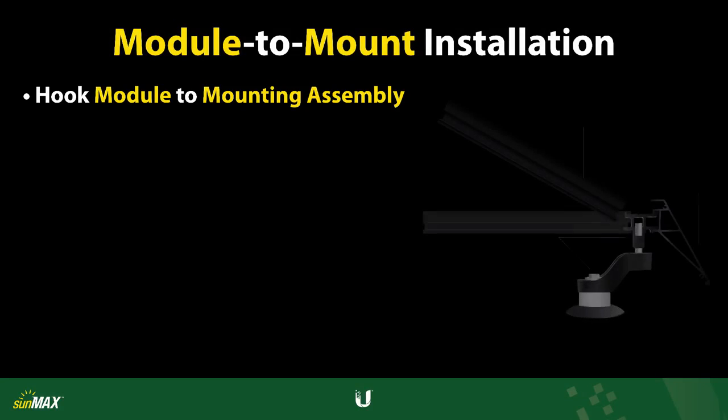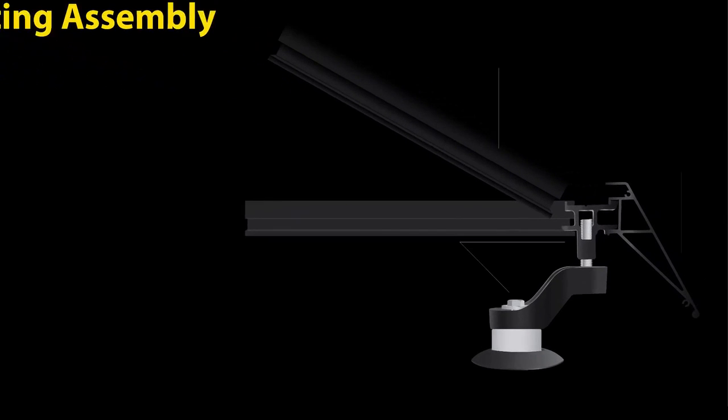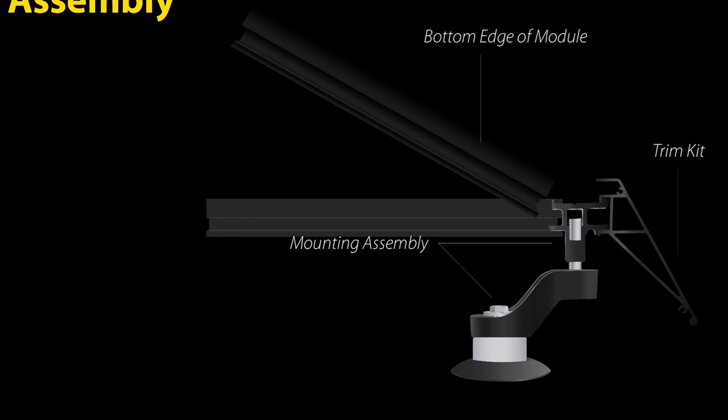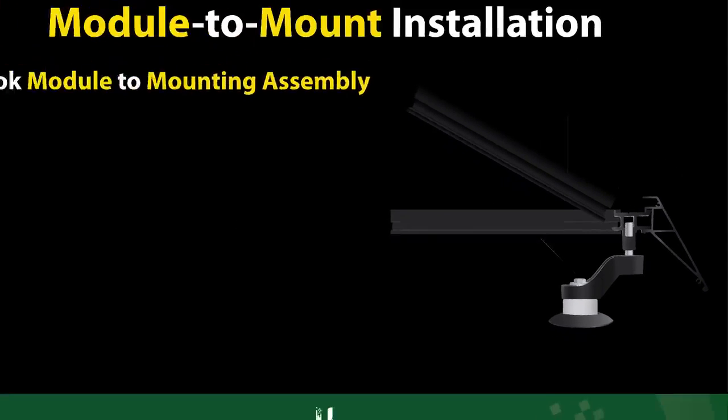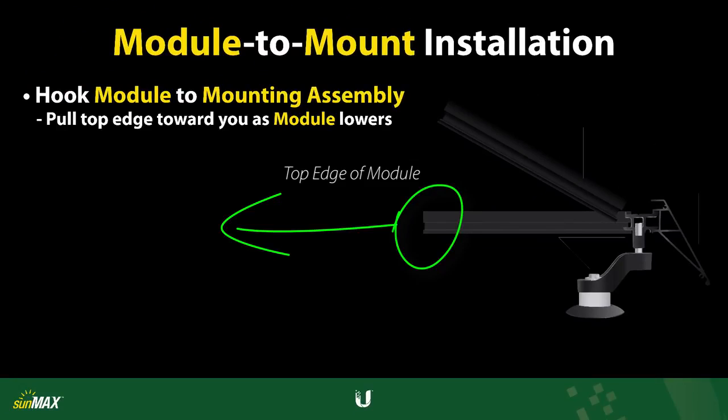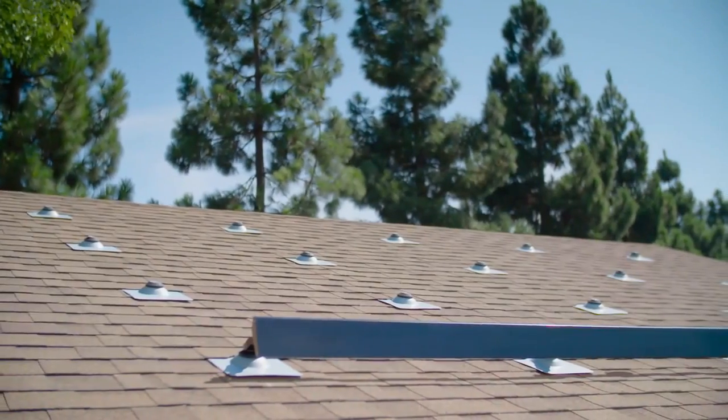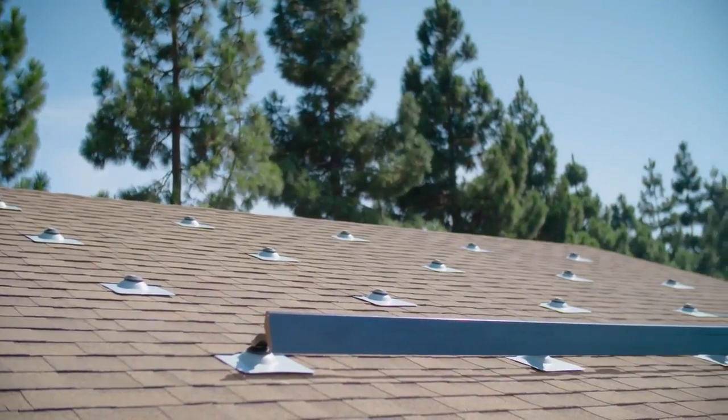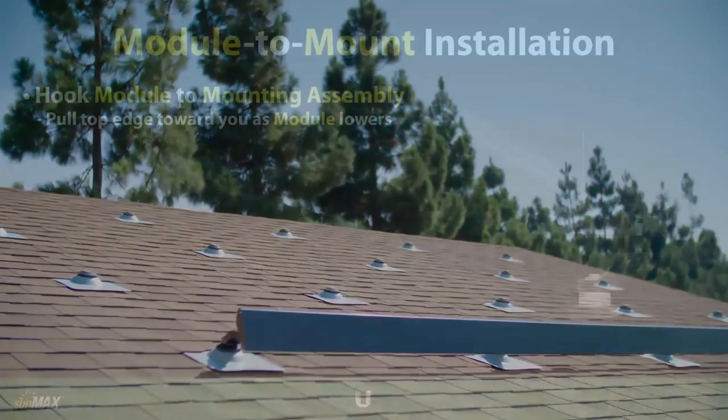Begin by hooking the AC module onto the top lip of the mounting assemblies at a 45-degree angle. Then, lower the module while pulling its top edge toward you to keep it securely in place at the mount. As mentioned in the previous video, the remaining roof mount locations should not have mounting assemblies installed yet.